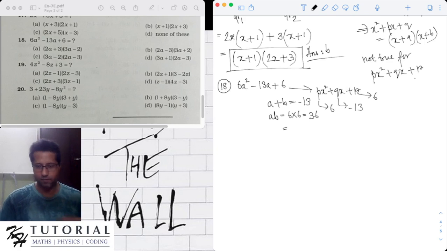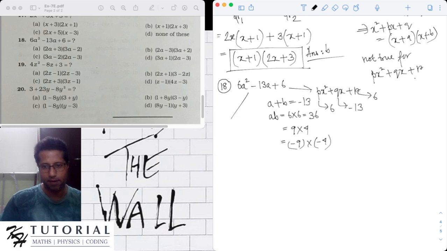Now 6 into 6 will not work, because even if we take minus 6 multiplied by minus 6, minus 6 plus minus 6 is minus 12, but we have to find a and b such that a plus b is minus 13. Okay, now 36 can also be written as 9 into 4, or rather minus 9 into minus 4. And we can see that the sum is minus 13 and the product is also 36.